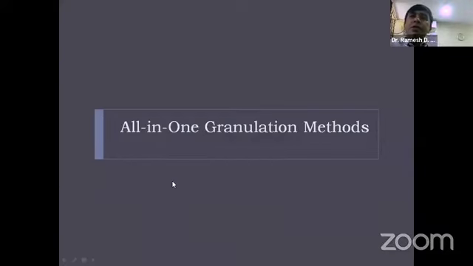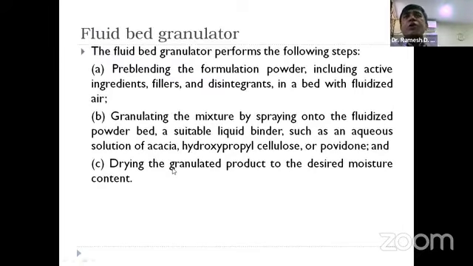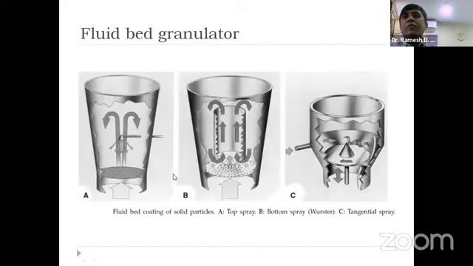Now, all-in-one granulation method. This is most commonly employed currently in the industries. The most commonly used all-in-one process is the fluidized bed granulation or fluidized bed systems. Here, this is a fluidized bed granulator. It can be used for mixing, drying, and granulation, as well as for coating. So it serves four purposes in a tablet manufacturing process: mixing, drying, granulation, and coating. And hence, sometimes it is referred to as fluidized bed systems or FBS.